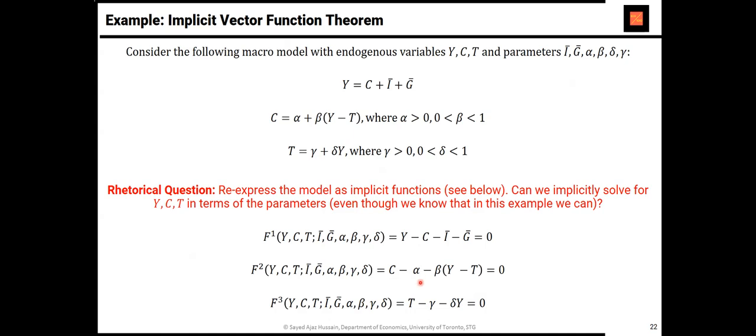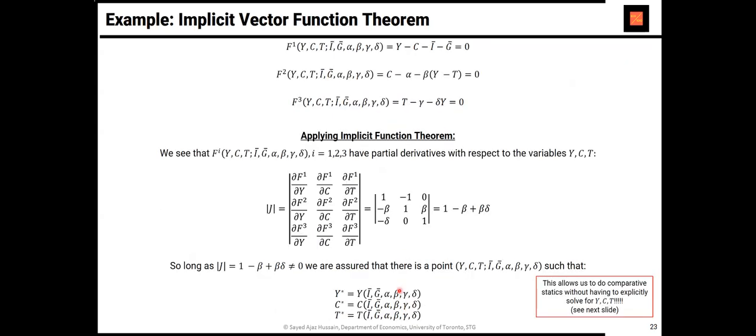So notice that what I'm about to do is beautiful. I'm about to do some interesting things without ever having to solve for y, c, and t. Here are those implicit functions right here. Three implicit functions and three variables. I wonder if this system can be solved.